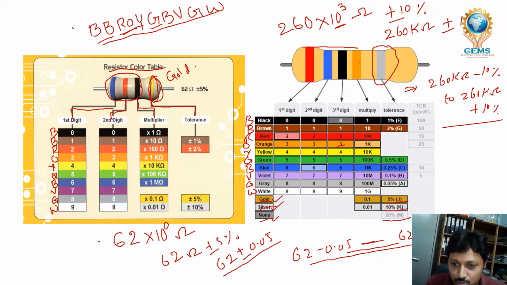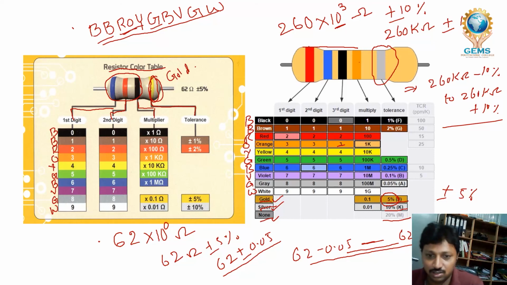This is the tolerance band. So it varies plus or minus 5% here. The 5% means plus or minus 5%. Here silver means 10%. Other or no band is 20%. If the band is another color, that is the other resistance. This is how we are going to find the resistance value.